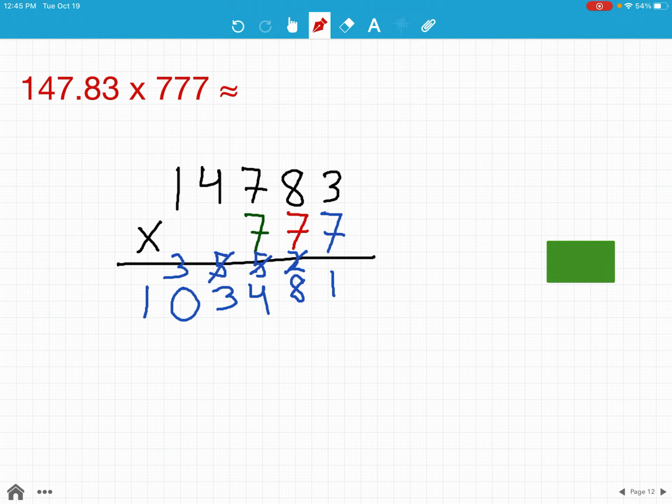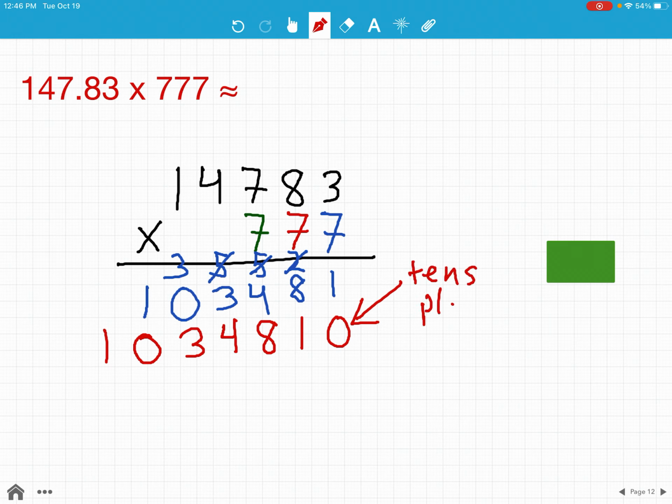Okay. So the next problem is pretty much the same thing. We are going to go 7 times 3, 7 times 8, 7 times 7, 7 times 4, and 7 times 1. All of those are basically going to be the same. The only difference here is we're going to shift everything to the left because we're multiplying 7 tens instead of 7 ones. The digits are the same order. All we did was add the 0 to signify the tens place.